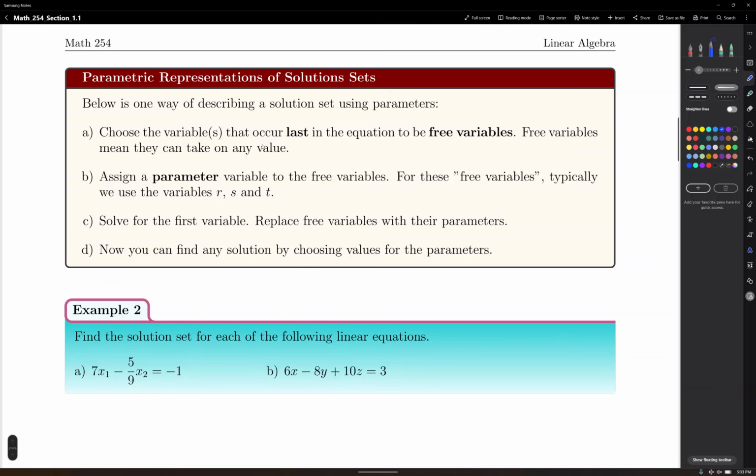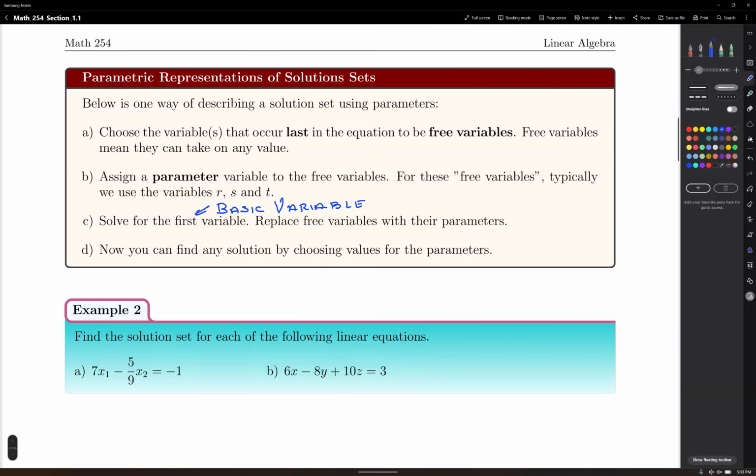Next, assign a parameter variable to the free variables. These are usually labeled with letters r, s, and t. I'm pretty sure you have used the letter t before, a lot. We're going to use more variables here. What else are we going to do? Solve for the first variable, that is, the basic variable.